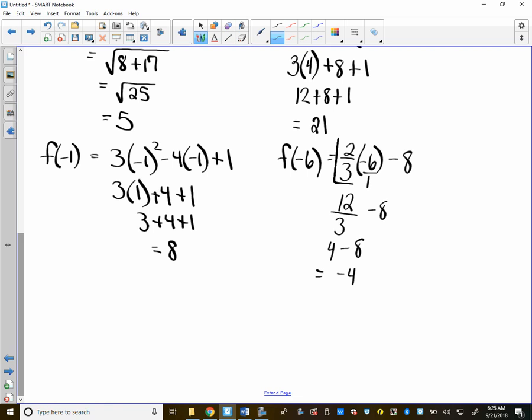When you multiply these two, you're not always going to get a whole number. So in this case we did. If not, you'd have to do common denominators when subtracting it from the b term, in this case the negative 8. So sometimes you'll get a whole number, but sometimes you'll have to use your fraction skills.